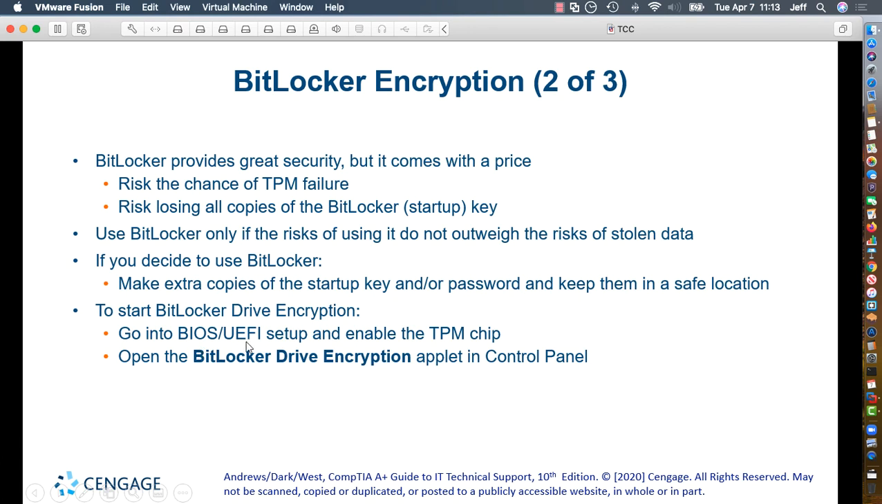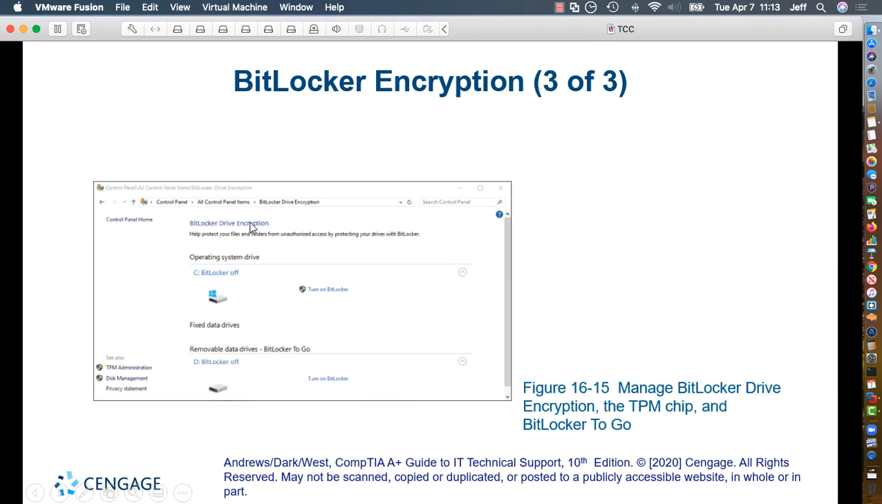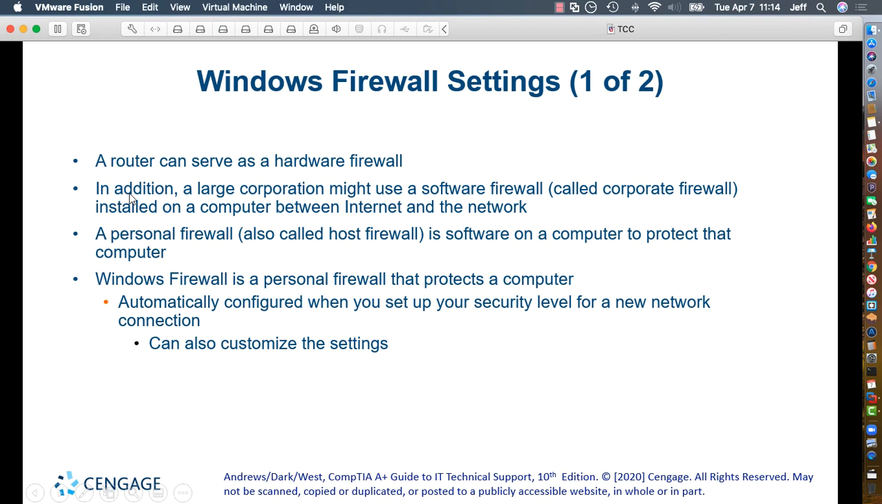And it's enabled through the BIOS, the UEFI is how you would enable the TPM chip, if you're using that, and then just in Control Panel, go to the BitLocker Drive Encryption applet and use that. And this is just showing, turn on BitLocker, or right now it's off, and then you can just turn it on. I'm not even going to try to show that because I don't want that enabled on my device.